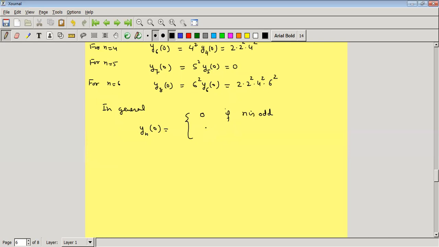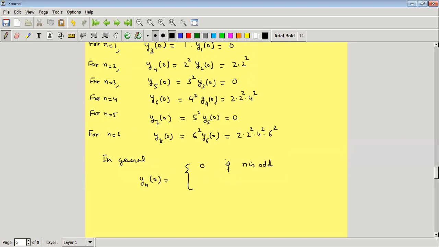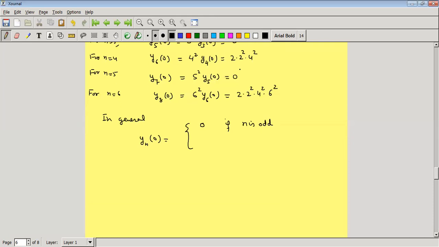For even n, for 8 we get 2 into 2 square, 4 square, 6 square. So the last term is 6. For 6 we get 2 into 2 square, 4 square. The last term is 4. It means the difference between the derivative order and the last term is 2. 8 minus 2 is 6, 6 minus 2 is 4, 4 minus 2 is 2. So for the nth term, the difference between the derivative order and the last term is n minus 2.